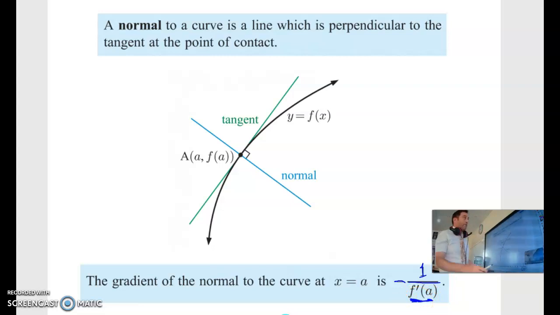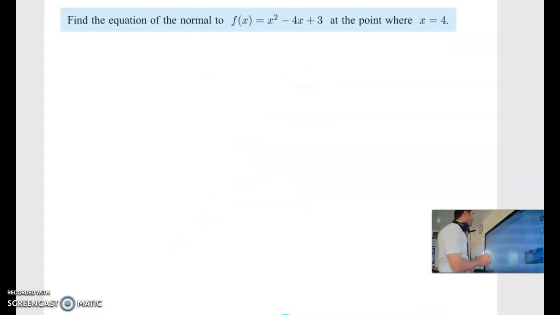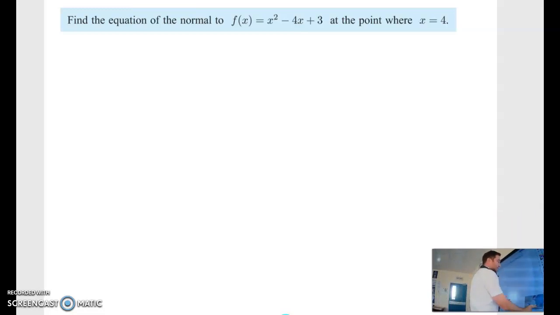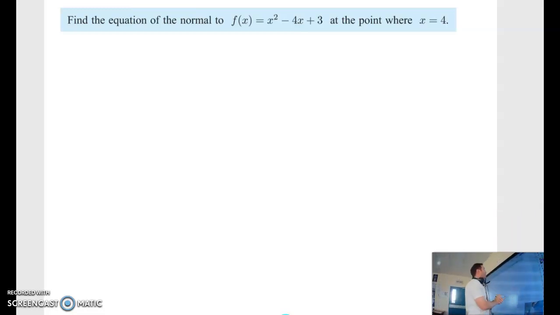So let's put that into practice now, and let's have a look at how we could find the equation of a normal. We're going to use our skills with differentiation, and we're going to apply them to this to find the gradient of the tangent first. Then we'll use that to find the gradient of the normal. And then we'll put that into a full equation. Okay, so let's start off by differentiating.